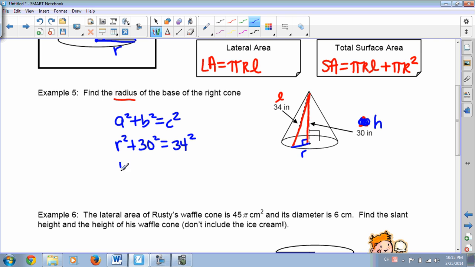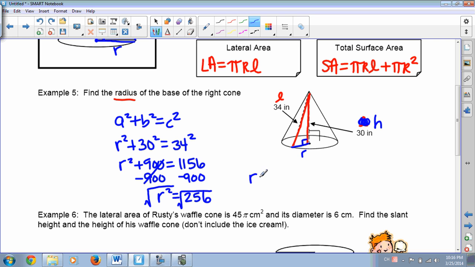Okay, so 30 squared is 900, and 34 squared is 1,156. To get r squared by itself, we subtract 900 from both sides. R squared is equal to 256. Since we need r and we have an r squared, we take the square root of both sides. The square root of 256 is 16. So our radius in this problem is just 16 inches.